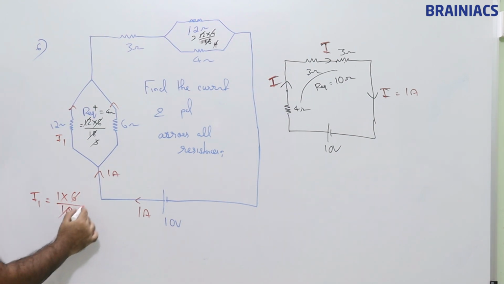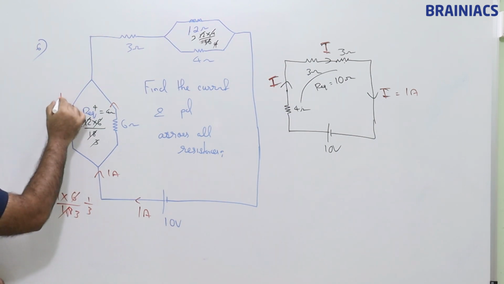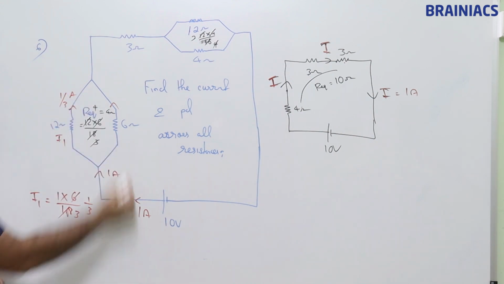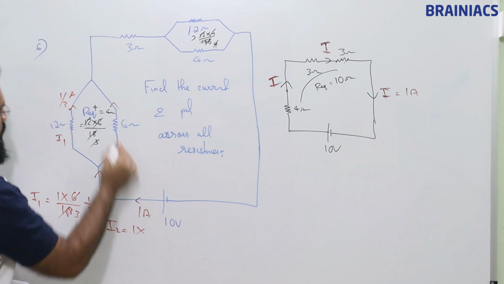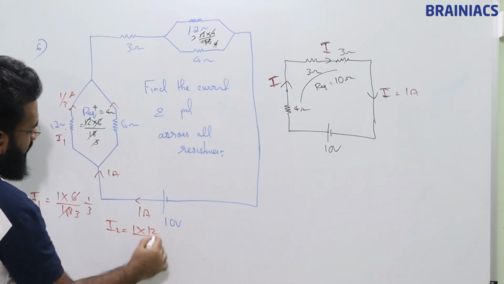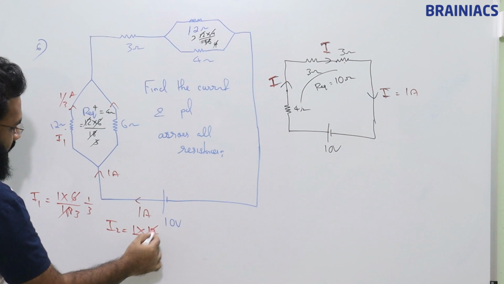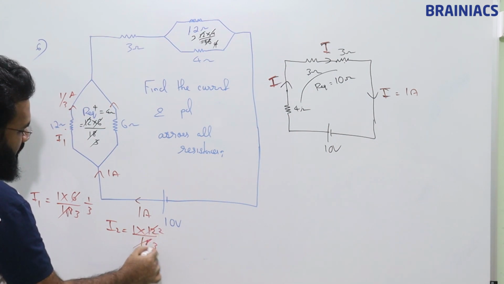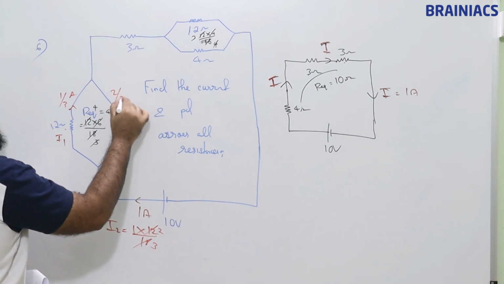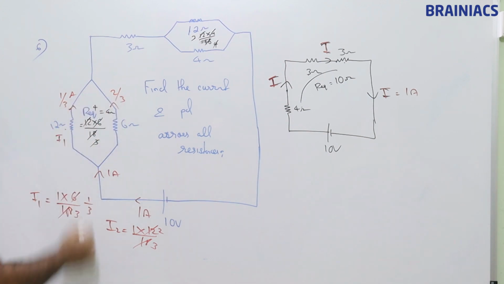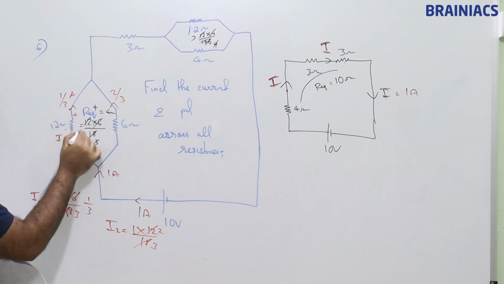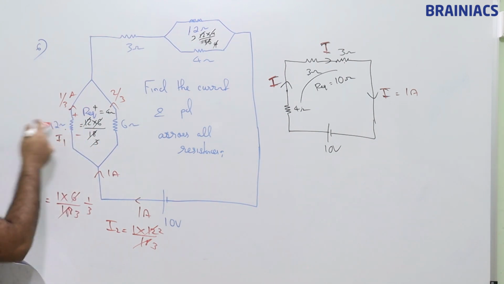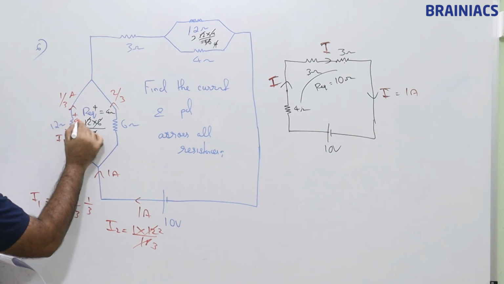So this is going to be 3. So 1 by 3. This is going to be 1 by 3 ampere. How much is here? I2 is equal to 1 into this branch, 12 divided by 18. So here it is going to be 2, this is going to be 3. So 2 by 3. 1 by 3 ampere, 2 by 3 ampere. So 1 by 3 into 12, how much voltage will be dropped here? 12 by 3 is going to be 4 volt.